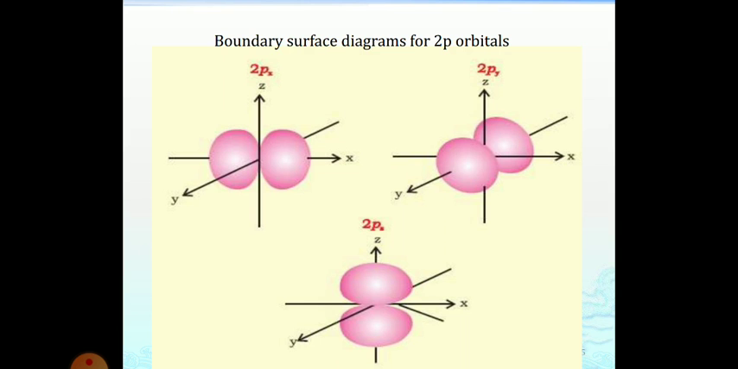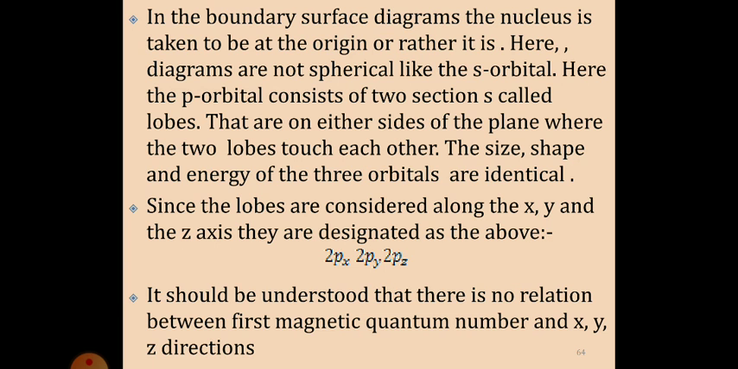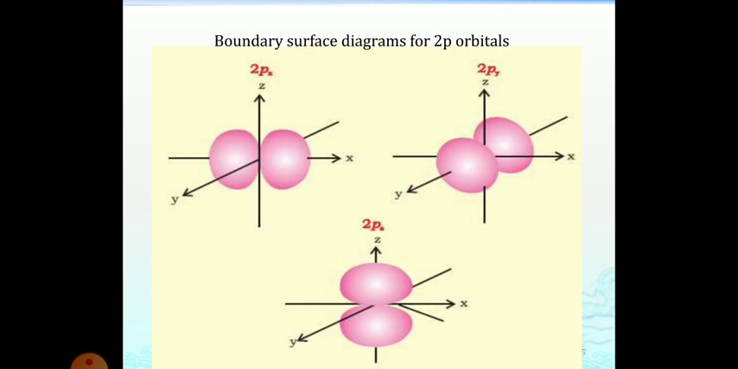So if you look at this diagram, you will find that in the first diagram the lobes are present exactly on the x-axis, and in the second diagram the lobes are present exactly on the y-axis. We have named that orbital 2py. And if you look at the third diagram, 2pz, the two lobes are present on the exact z-axis. One is the positive lobe and another is the negative lobe. So it should be understood that there is no relation between the magnetic quantum number and the x, y, z directions. So this is all about the diagrams for 2px, 2py and 2pz.